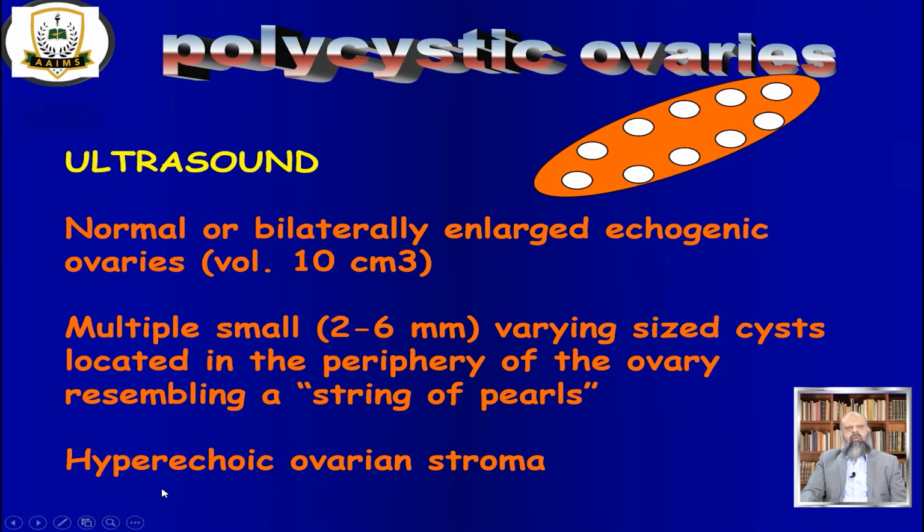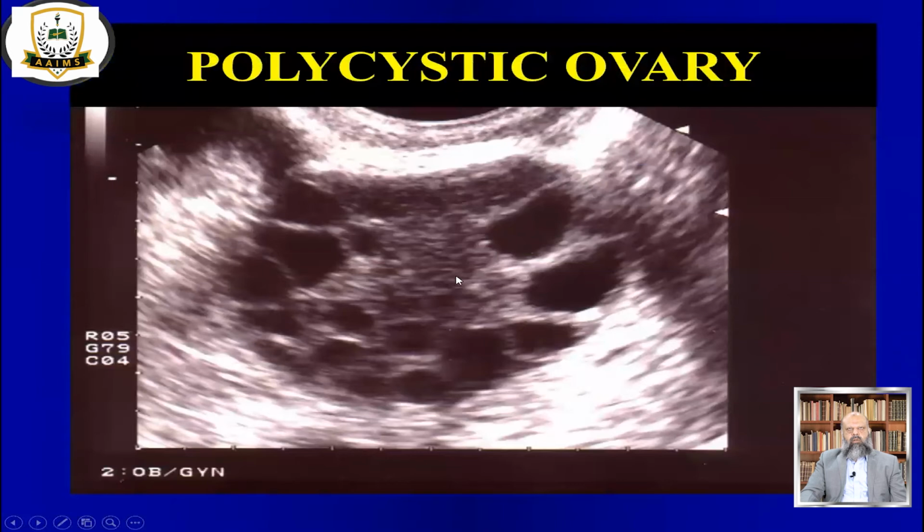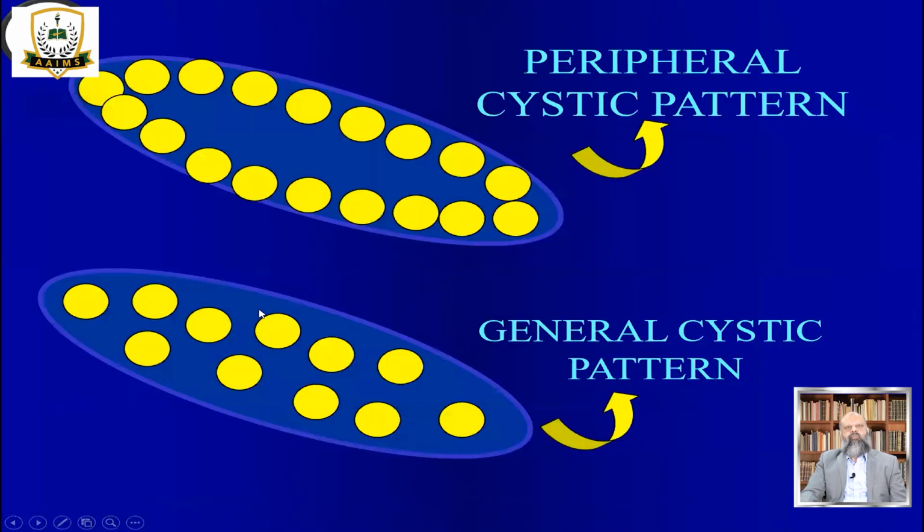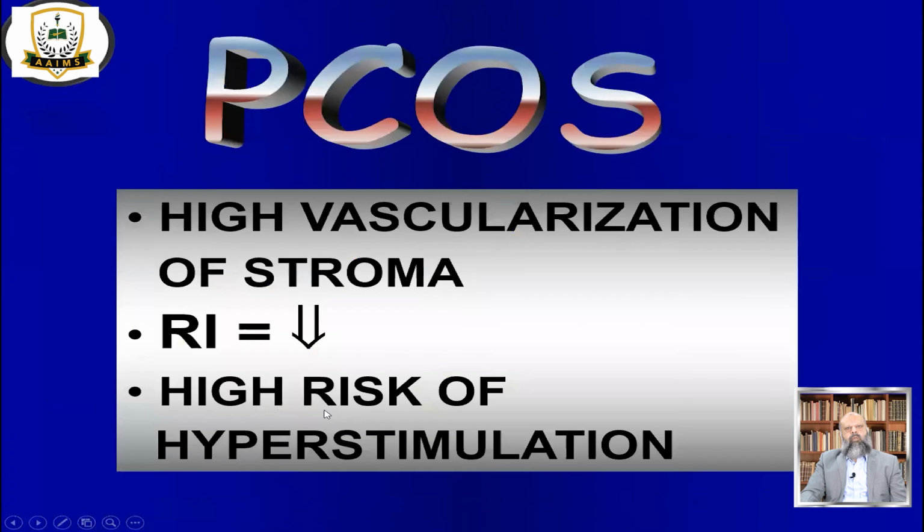We can have hyperechoic ovaries in some cases. This is a polycystic ovary, having multiple small immature follicles at the peripheral zone. This is the central stroma of the ovary. So here we compare the general cystic pattern and peripheral cystic pattern. Here the cysts are on the peripheral zone. Here they are mixed.